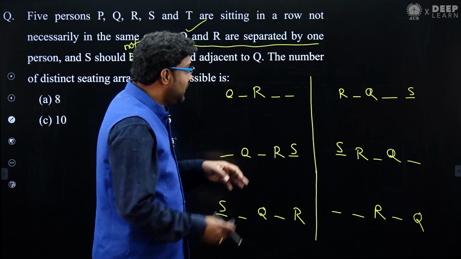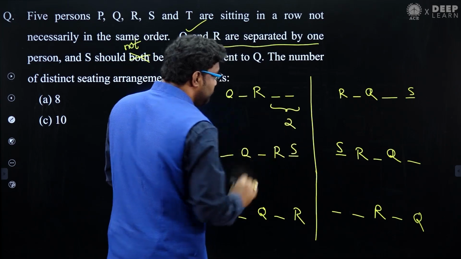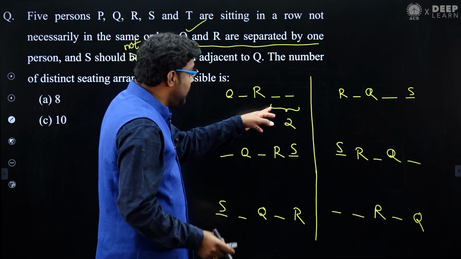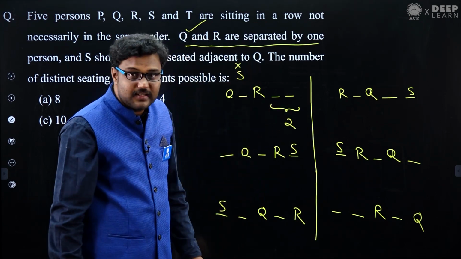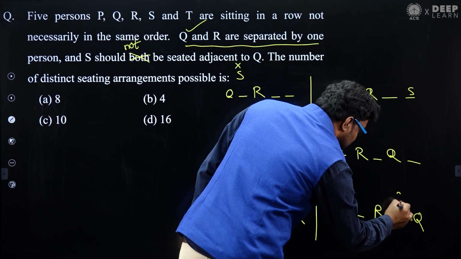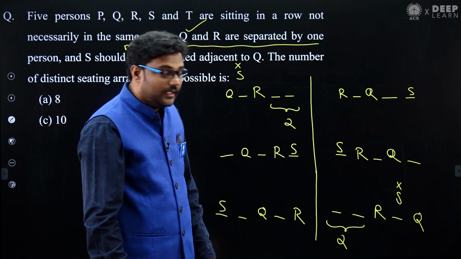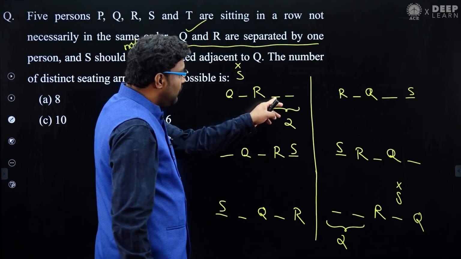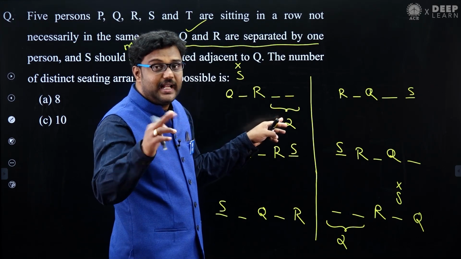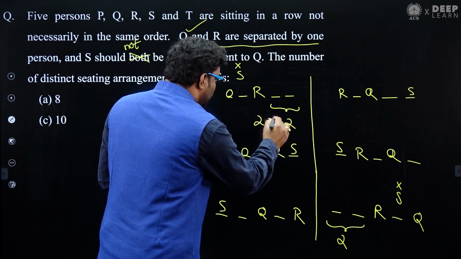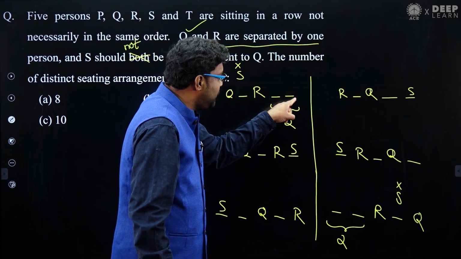Next, what about this one? S is not adjacent to Q. S cannot be here. S has two chances, right? S can be here or here, two ways. S can be placed in two ways. S cannot be here, but S has two chances. Then one among these places S will take, and still two places are there. P and T can be arranged in two ways. Total four chances actually.